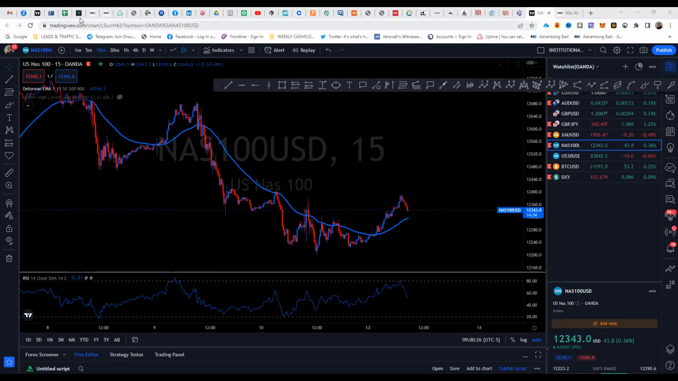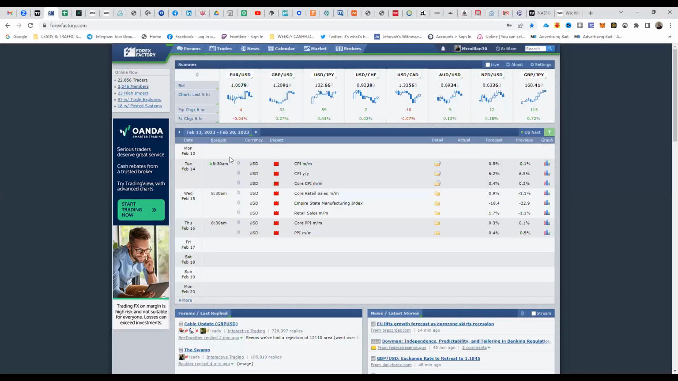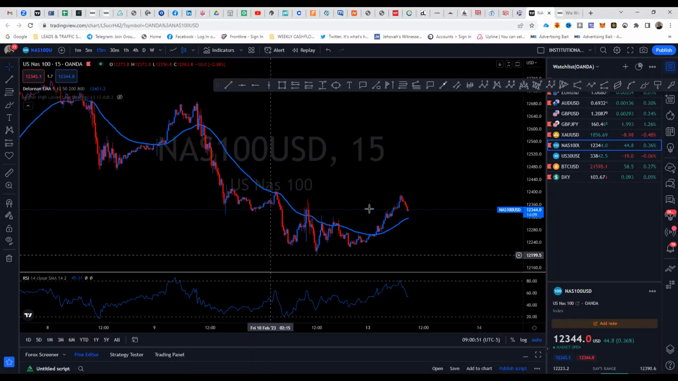Before we get started, let's check the news and see if there's any major news. As we can see, it's February 13th, so we don't have any major news here. But tomorrow we have CPI, so we will definitely be reporting that and seeing if we can catch this at 8:30. But as far as today, we don't have any major news. So we'll go ahead and start.